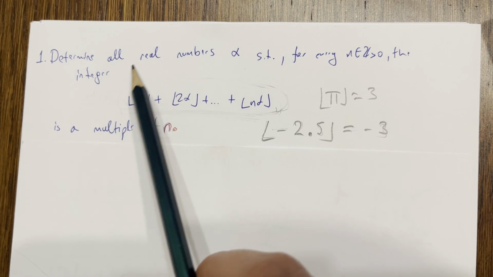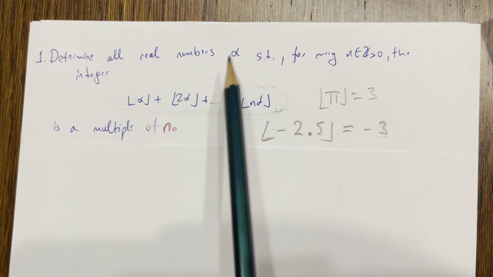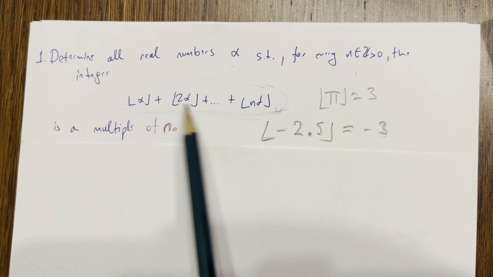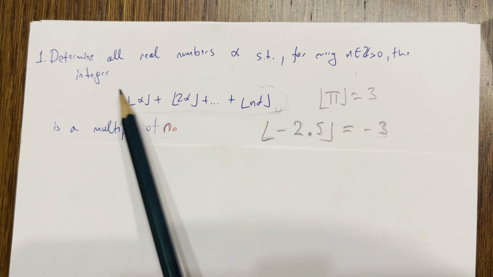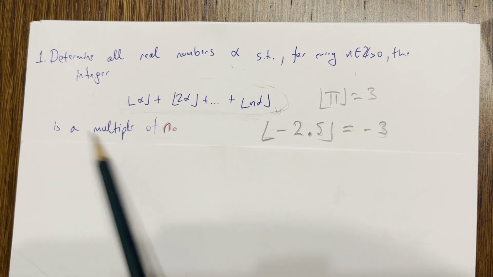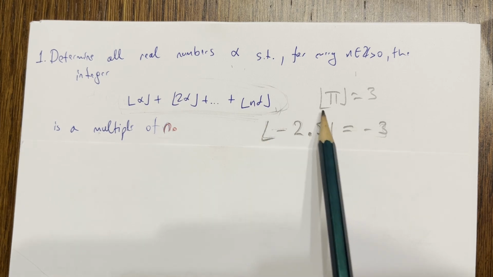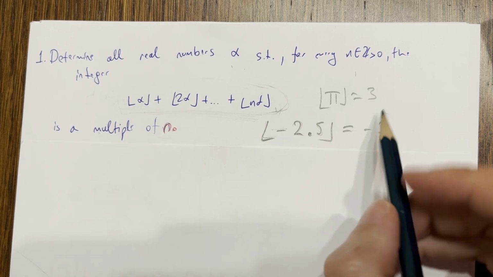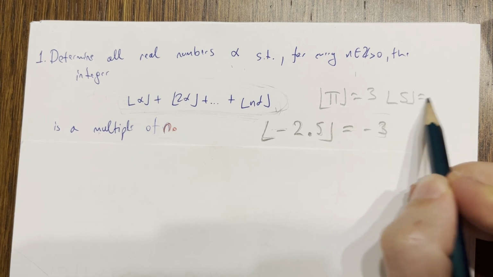So we have to determine all the real numbers alpha such that for every positive integer n, the integer floor of alpha plus floor of 2 alpha plus all the way till floor of n alpha is a multiple of n. And I've written out some floors. The floor of pi is 3. The floor of negative 2.5 is negative 3. The floor of 5 is 5.